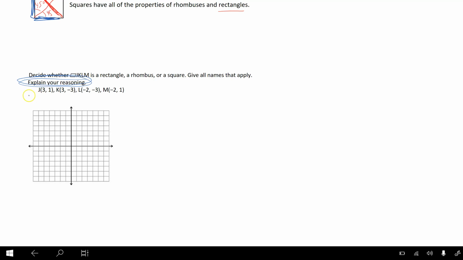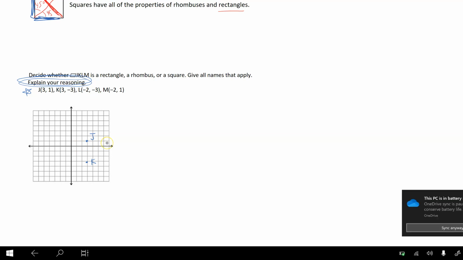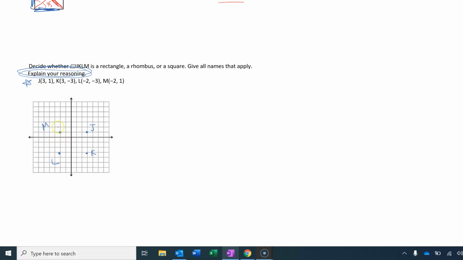So let's start out by plotting all these points. So J is 3, 1. So there's point J. K is 3, -3. L is -2. Let's see, -2, -3 is L, and M is -2, +1. So we're going to draw our shape here.